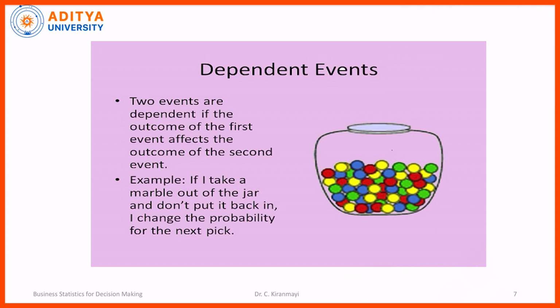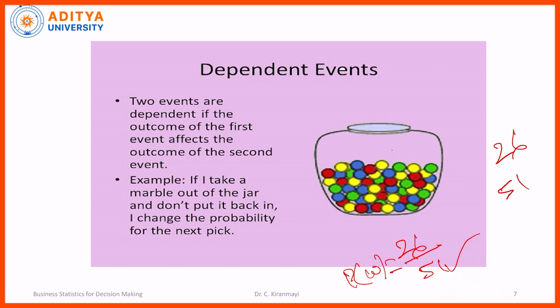Suppose I do not get a white card in the first draw. Then 26 white cards remain, but the total number of cards will be 51. Then the probability of getting a white card in the second draw will be 26 by 51. Suppose in the first draw I obtain a black card, then the probability of getting a white card in the second draw will be 26 by 51.